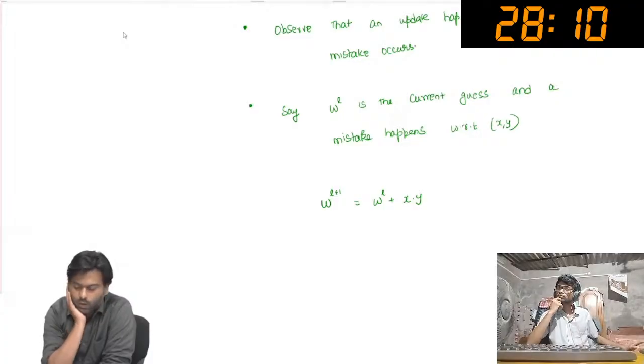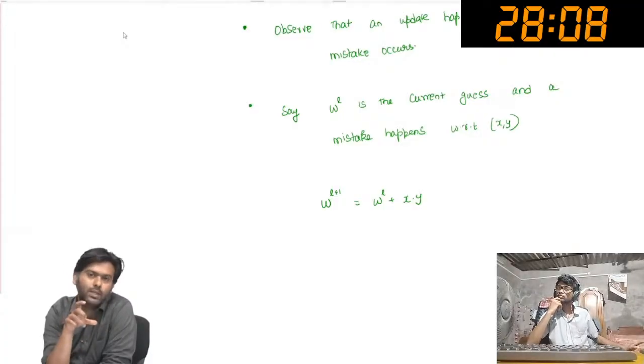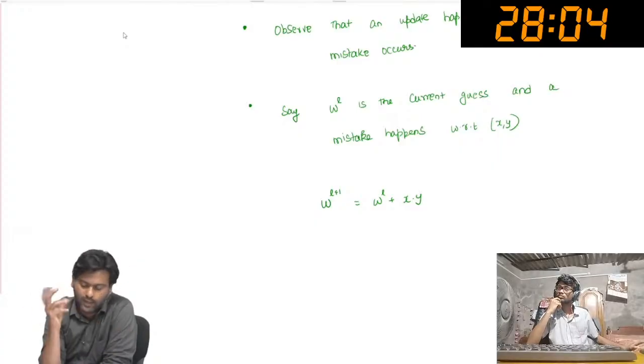Now if you observe, what is happening is I'm adding a new point to my current old w^l. So what we're going to ask is how much the length of my w^(l+1) is growing. I am updating my w by adding some point, x times y, of course there is a label also which is 1 or minus 1. Nevertheless, I'm adding something to my old w. So how much is the length of my w^(l+1) growing?